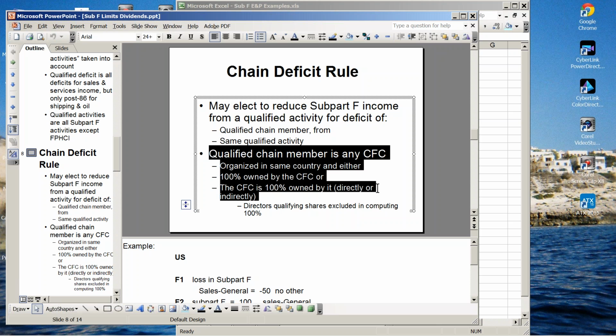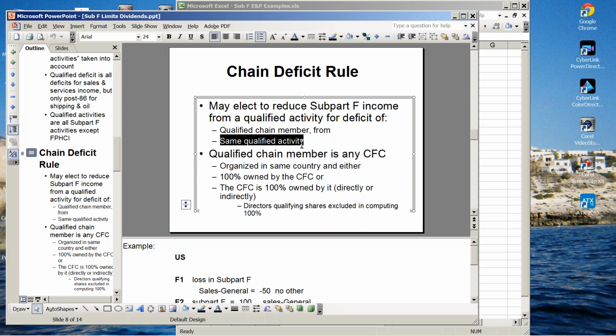This means this chain deficit rule only applies to 100% chains. It has to be 100% ownership up and down the chain. The offset can apply in either direction, either up the chain or down the chain. But it's got to be 100%, and it has to be from the same activity.